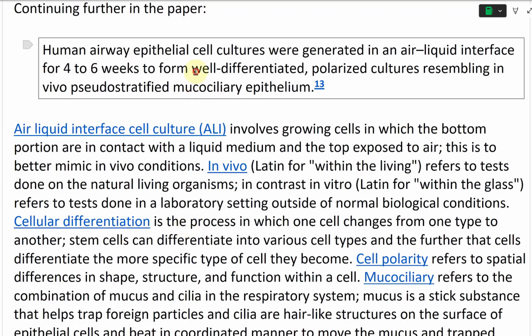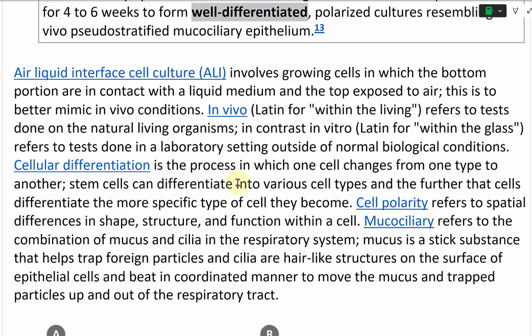And cellular differentiation is the process, and this is dealing with this right here, well differentiated. Cellular differentiation is a process in which one cell changes from one type to another, and stem cells can differentiate into various cell types. And the further that cells differentiate, the more specific the type of cell they become. So you have stem cells becoming different cells, and then those become more specific types of cells. And cell polarity refers to spatial differences in shape, structure, and function within a cell. So you'll have a difference on one side than the other, and so on.